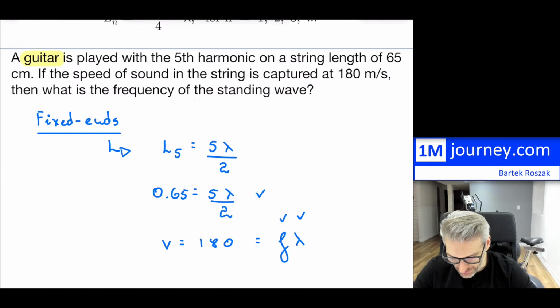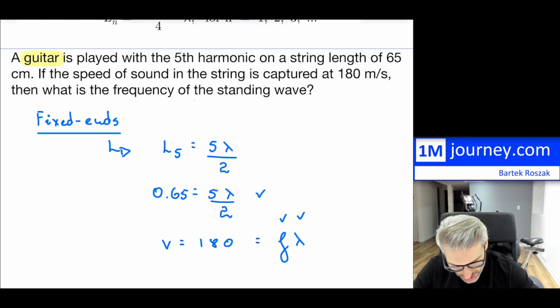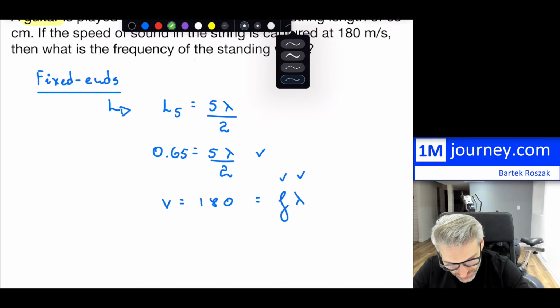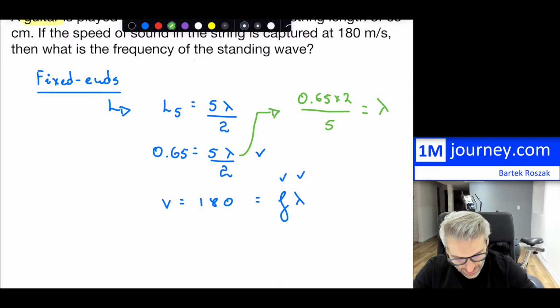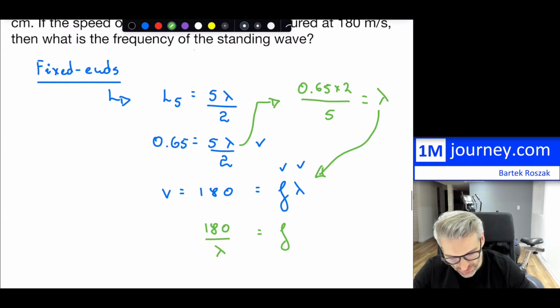Now, I know that it's 180 for the speed. They want us to find out what the frequency is. All right, so we want to be able to find this. So let's jump in here. I can certainly find out what lambda is as you're going through. So I'm going to work this out right here. So this is going to be 0.65 multiplied by 2 and divided by 5, which is equal to lambda. So that's that. And once you have this, you can substitute it in here. And you can then solve, so it's going to be 180 divided by this lambda to find out what the frequency is.